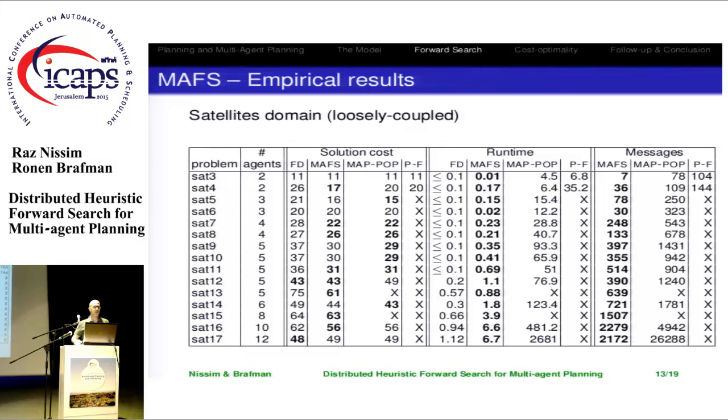And these are the results for a more loosely coupled domain. It's satellites. And again, we can see that in terms of solution cost, the two methods, MapPop and multi-agent forward search, are comparable. But in terms of runtime, multi-agent forward search outperforms these other two existing methods, and in terms of messages as well.